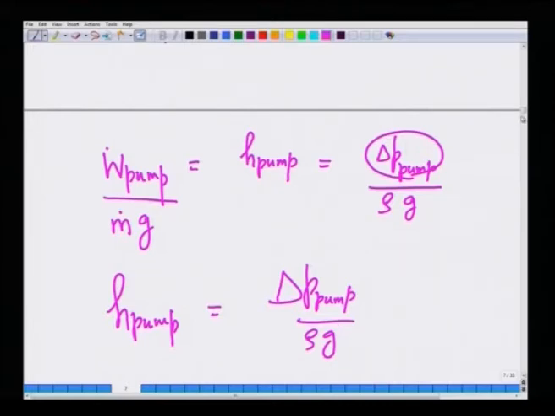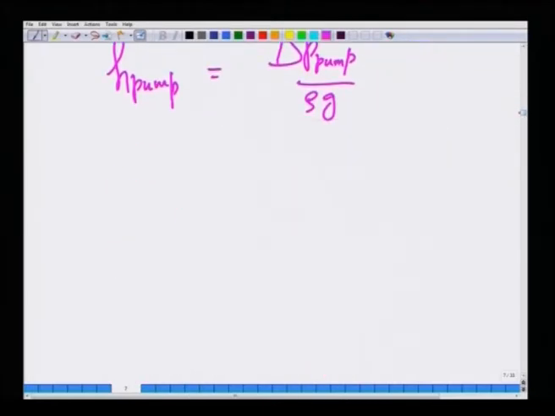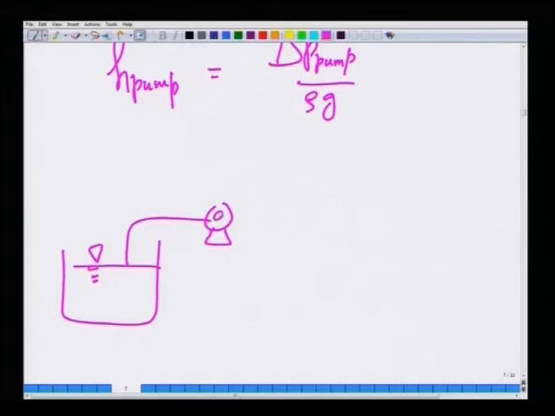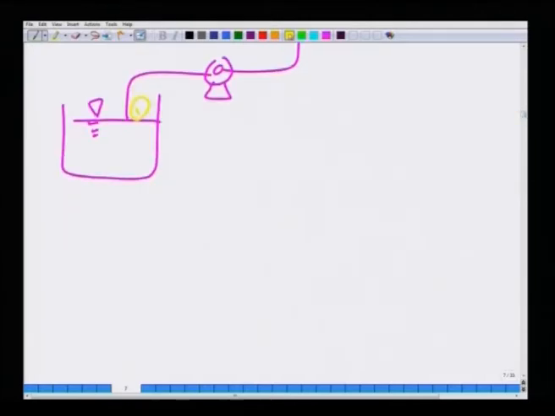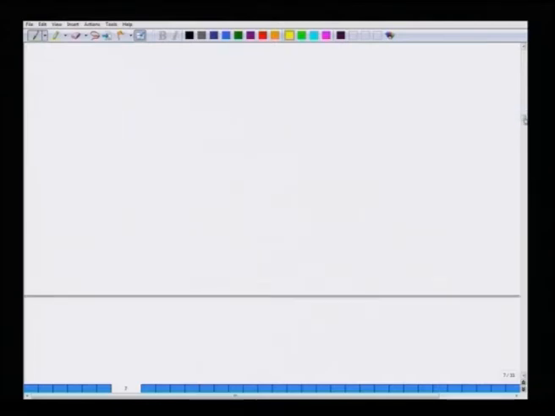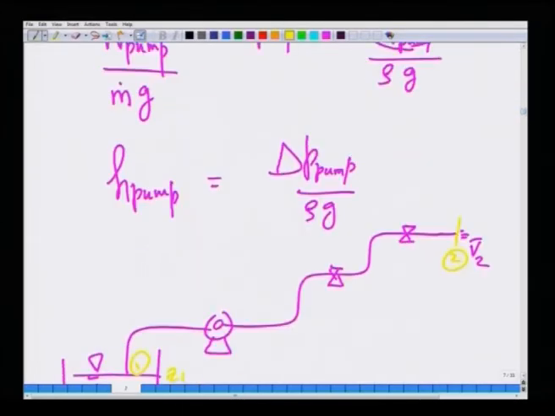Okay. So, suppose you have this typical problem in which you have a reservoir at atmospheric pressure here, and you have a pump that has to pump it through a series of bends and various valves to finally again to atmosphere with another velocity V2. So, let us call this station 1 and this station 2. Suppose the stations are at different elevations, Z1 and Z2.